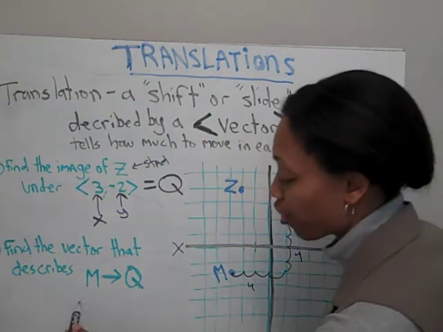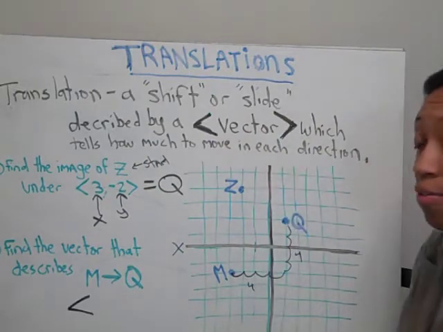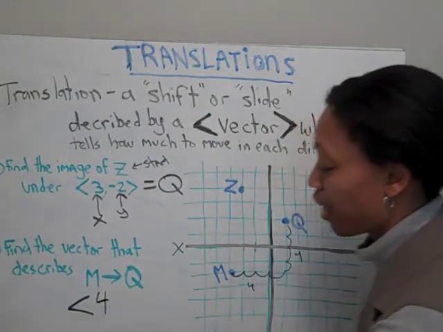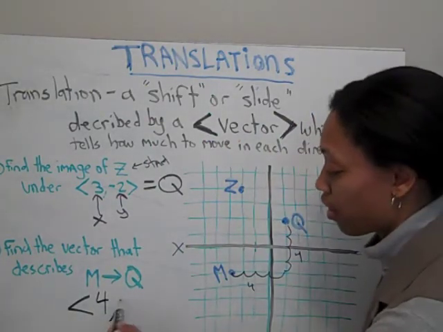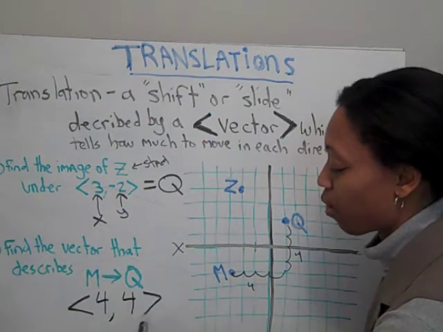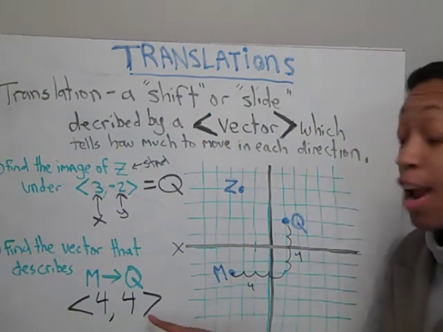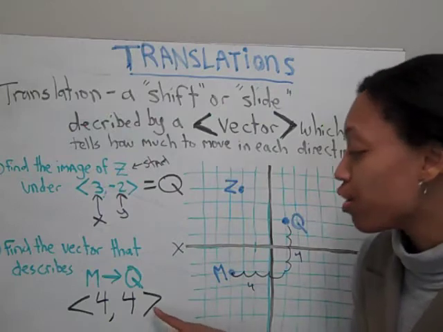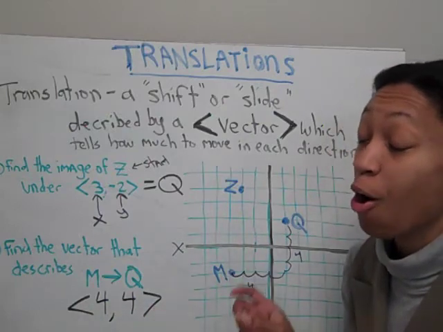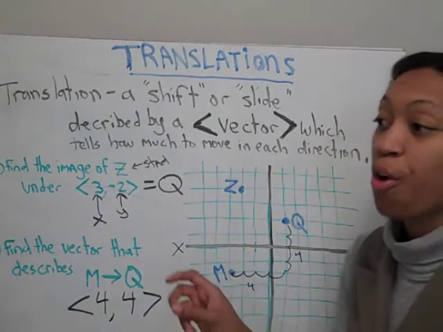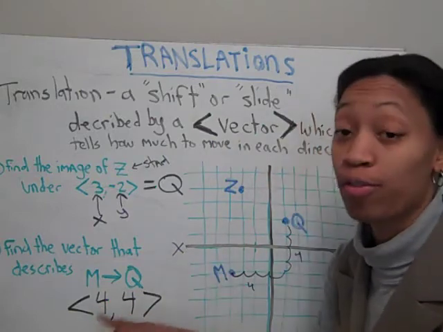So my vector is the vector that has +4 in the X direction and +4 in the Y. This is the vector. And remember, when you're writing your answer, don't put commas on the sides, because we're not talking about the point 4, 4. We're talking about the vector that moves over 4, up 4.